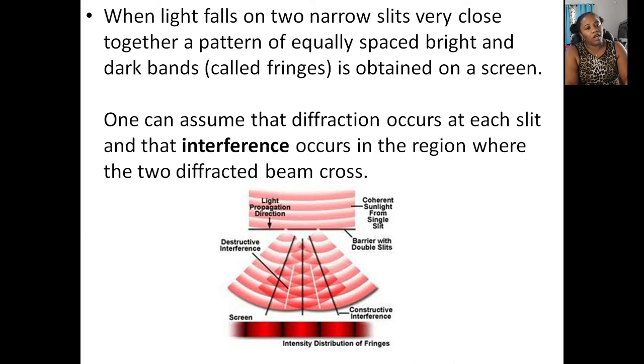When light falls on two narrow slits very close together, a pattern of equally spaced bright and dark bands called fringes is obtained on a screen. We can assume that diffraction occurs at each slit and that interference occurs in the region where the two diffracted beams cross. See these dark areas here? This is called destructive interference. All these dark areas are destructive interference. The bright areas are referred to as constructive interference.